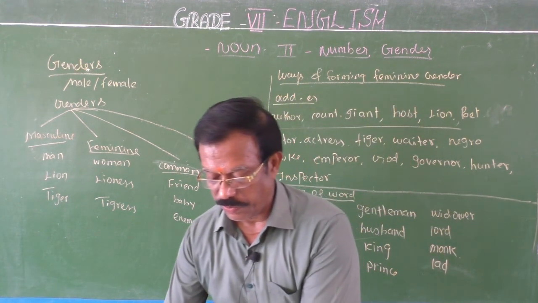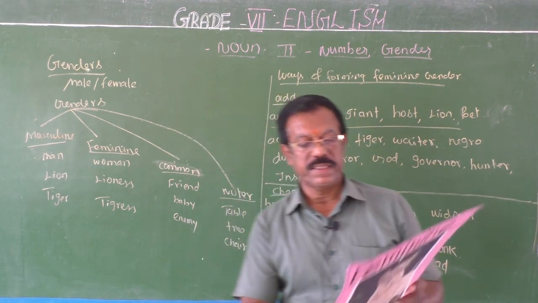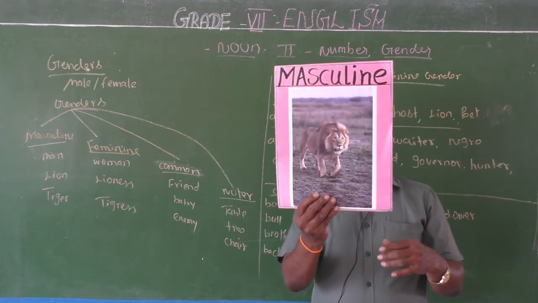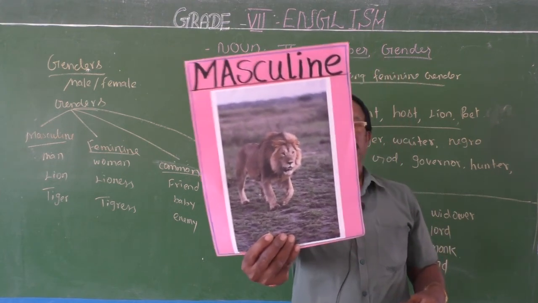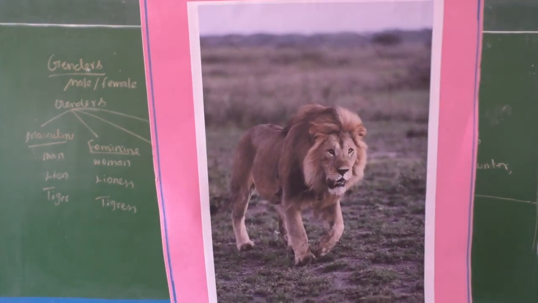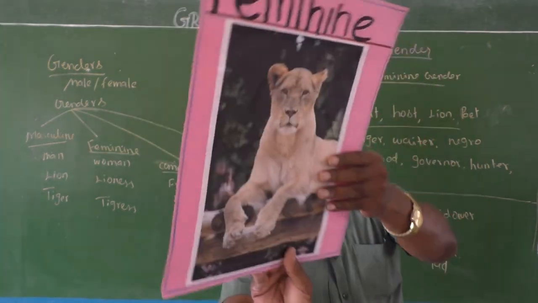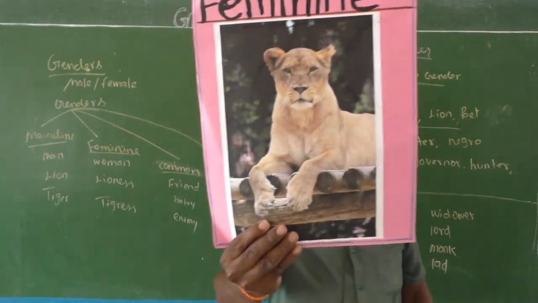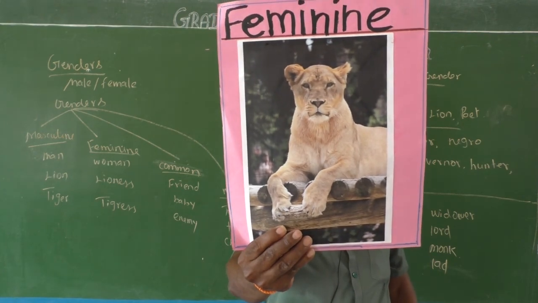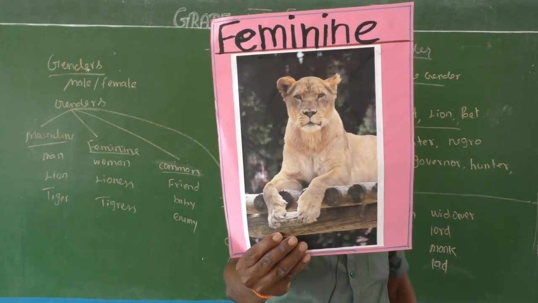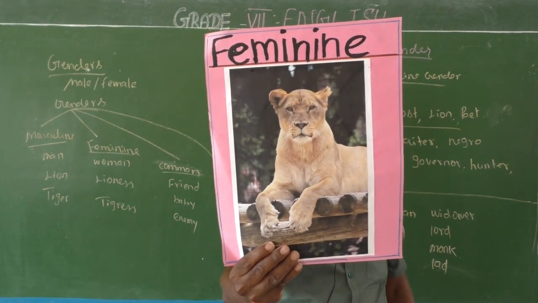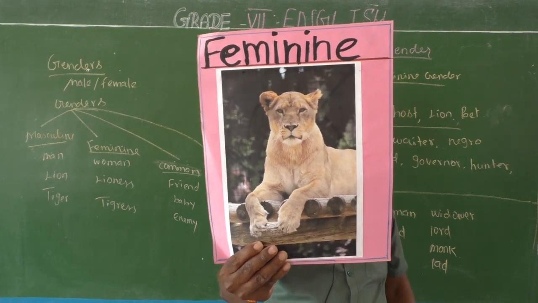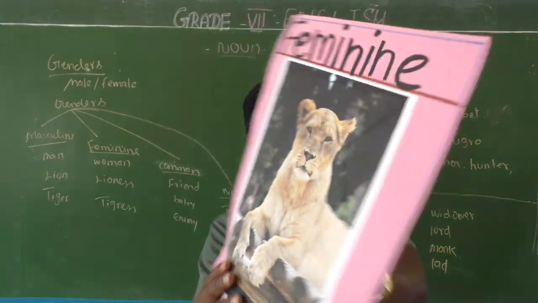See, I'll show you a picture. Masculine, lion. Feminine, lioness. So, host, hostess, hunter, huntress, instructor, instructress, manager, manageress.